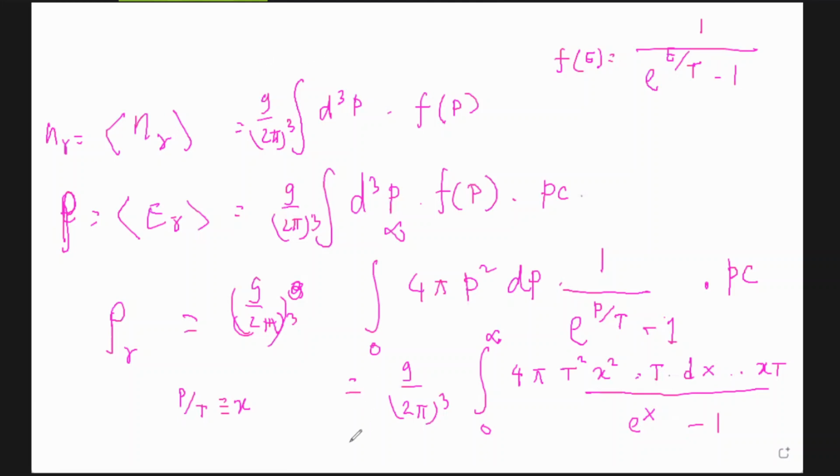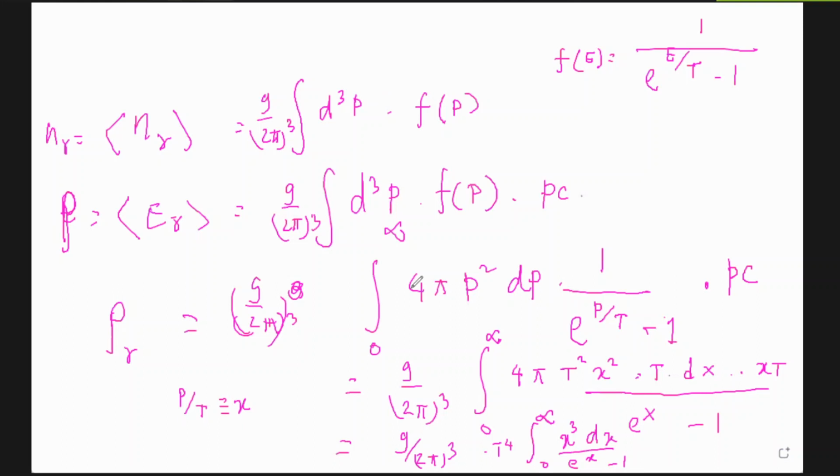So now if you take all the T out, it will be g by 2 pi cube, because the integral does not depend on T. So how much T will come out? T to the power 4. Very nice, T to the power 4. Then there is an integral from 0 to infinity, x cube dx by e to the power x minus 1.